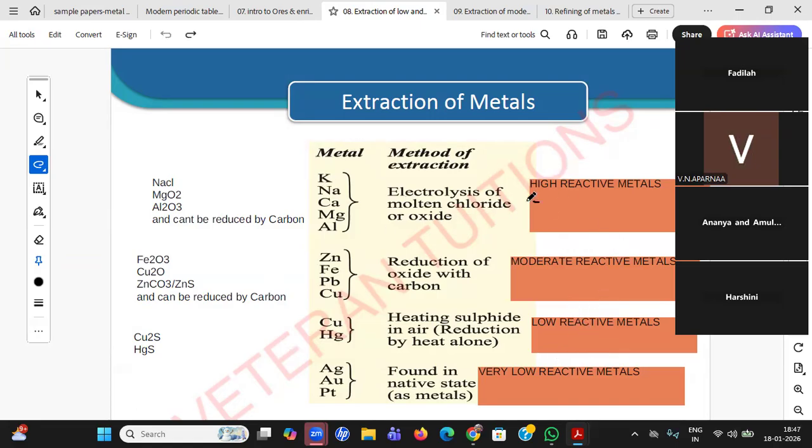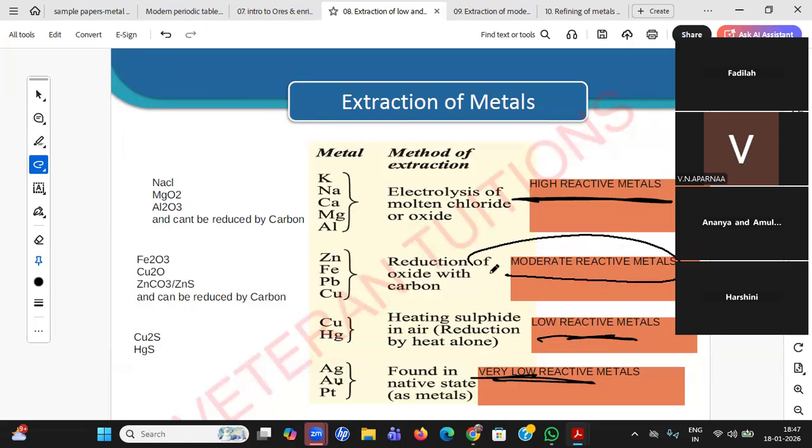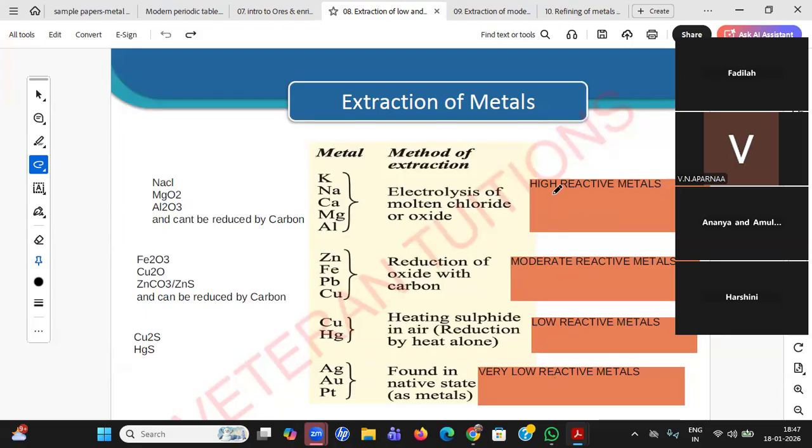The upper ones are high reactive, the bottom ones are very low reactive. Just above the silver and gold we have low reactive, and the middle ones are moderately reactive. So I have divided the reactivity series into four classes. It is better to understand this topic in this way. There are many things to remember here, so how to remember? You should first classify the reactivity series like this.